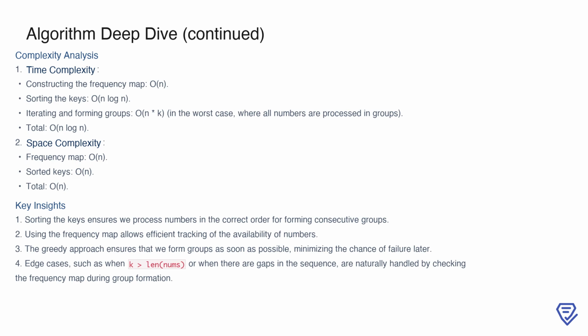The algorithm also naturally handles edge cases, such as when k is larger than the array length or when grouping is impossible due to gaps in the sequence, by validating inputs and checking the frequency map during group formation.